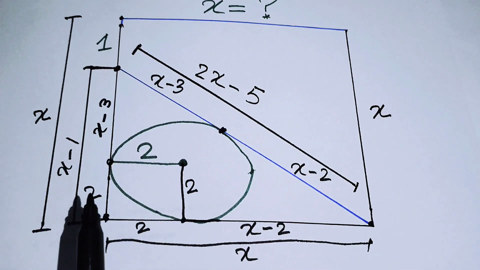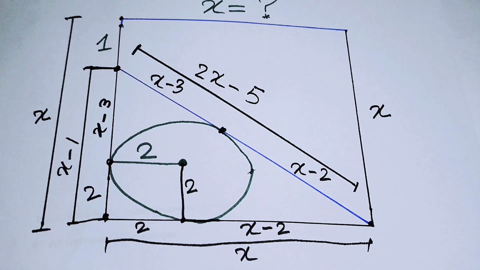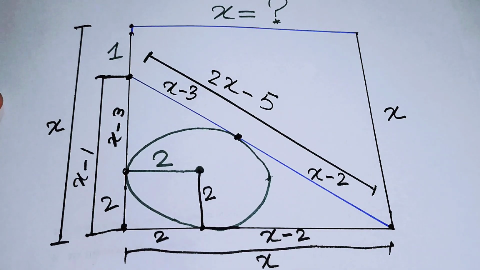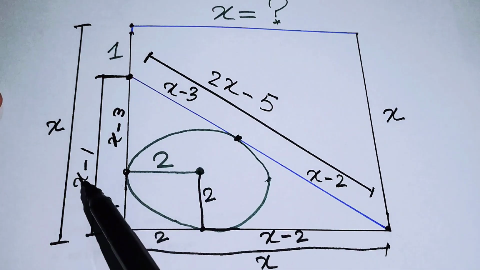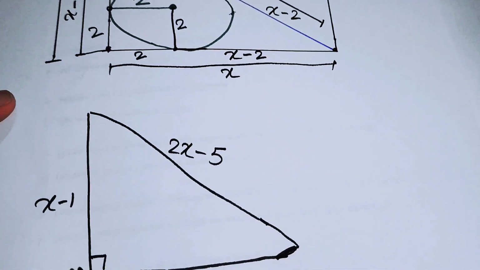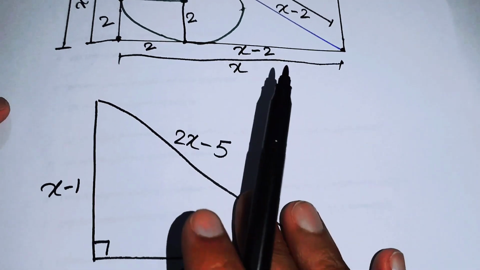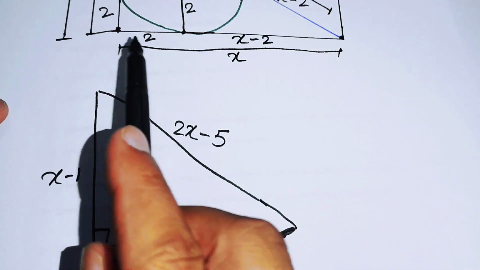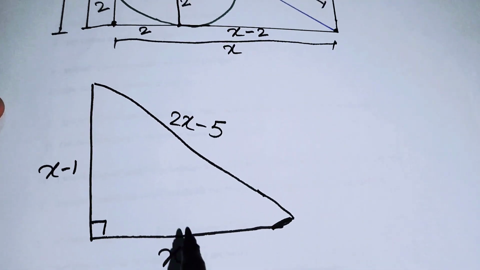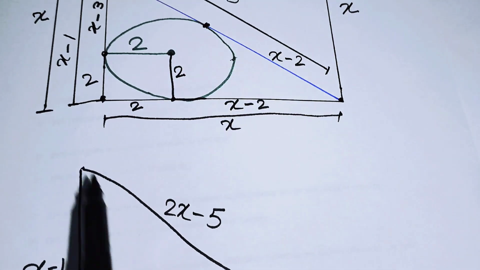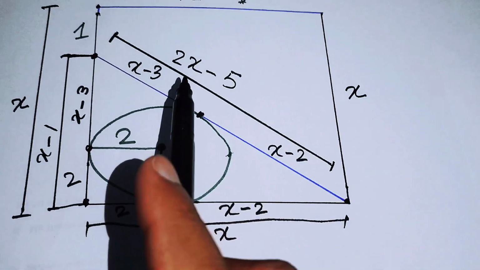So I can draw this right triangle another way, or on another side, so that you can clearly see all the values of this right triangle. Now you can see here the value of this side of the right triangle is x minus 1, so I can draw it here. So this is x minus 1, and the value of the bottom side of the right triangle is x, so I can write this x here, and the value of its hypotenuse is 2x minus 5.